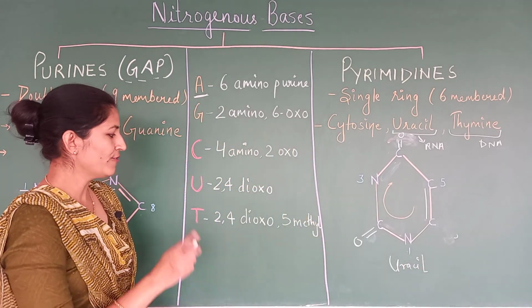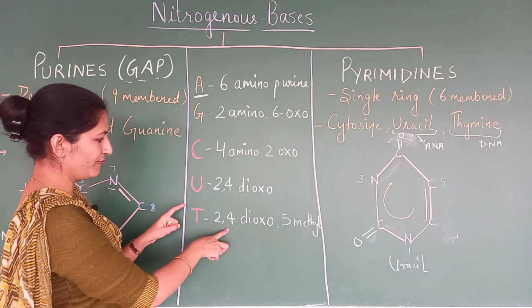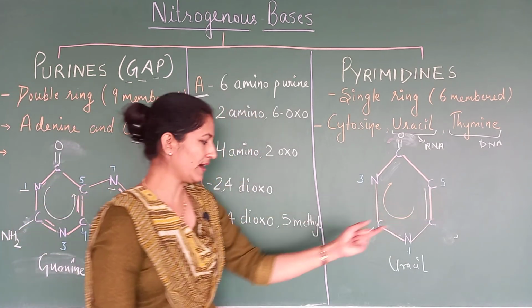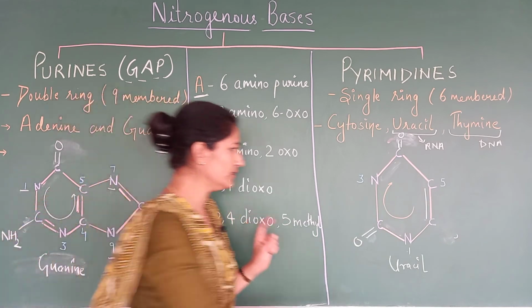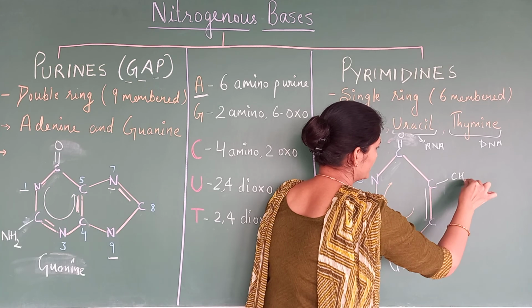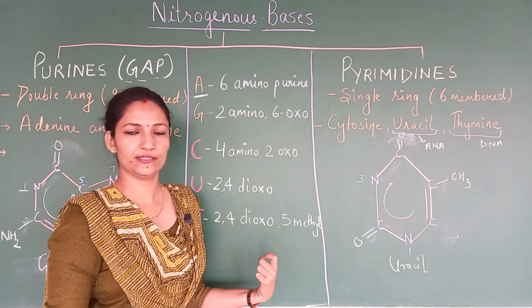Fine. Now for thymine, the same structure will remain, 2,4-dioxo. Only at the fifth position we are going to add the methyl group. Easy to learn. At the fifth we are going to add a methyl group. So this is the structure of thymine.